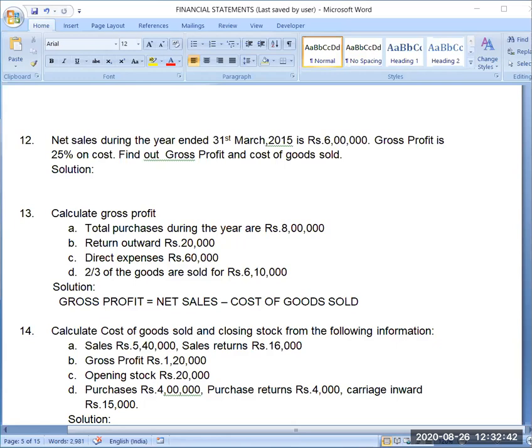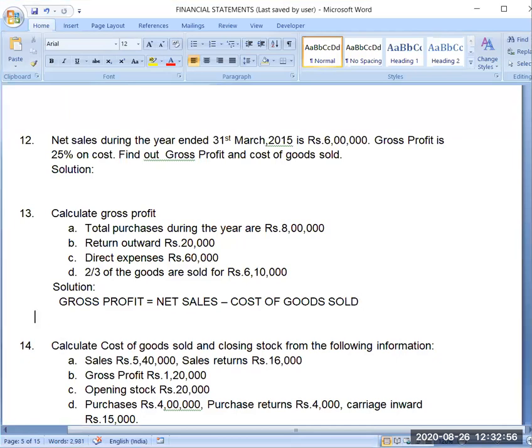So this is your net sales because sales return has not been given. So that's why sales will become the net sales. So your net sales is equal to 6,10,000.